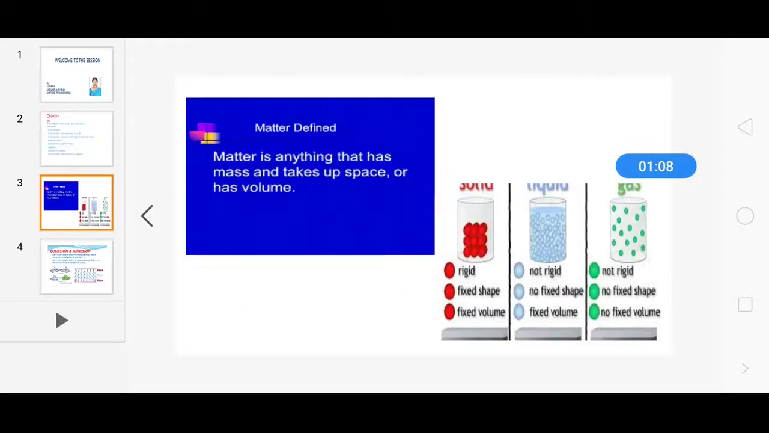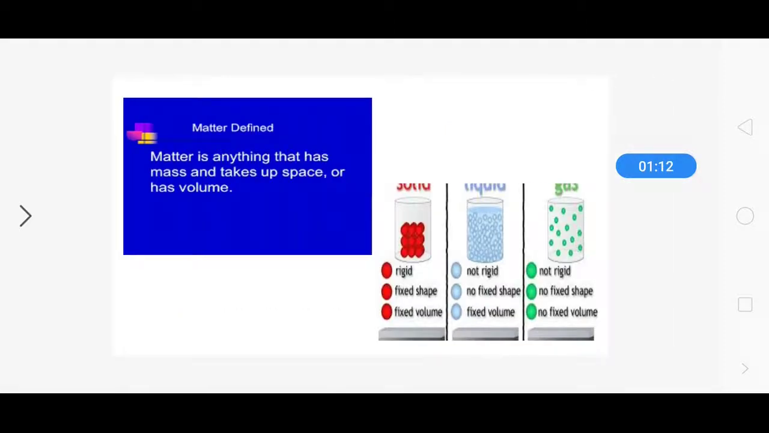First of all, matter. What is matter? Matter is nothing but it is anything that has mass and takes up some space or volume, and it consists of three different states, generally solid state, liquid state and gaseous state.